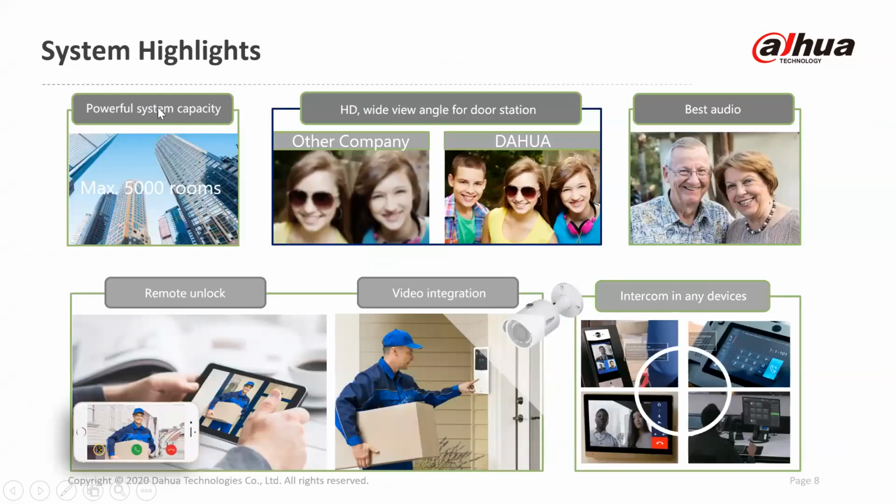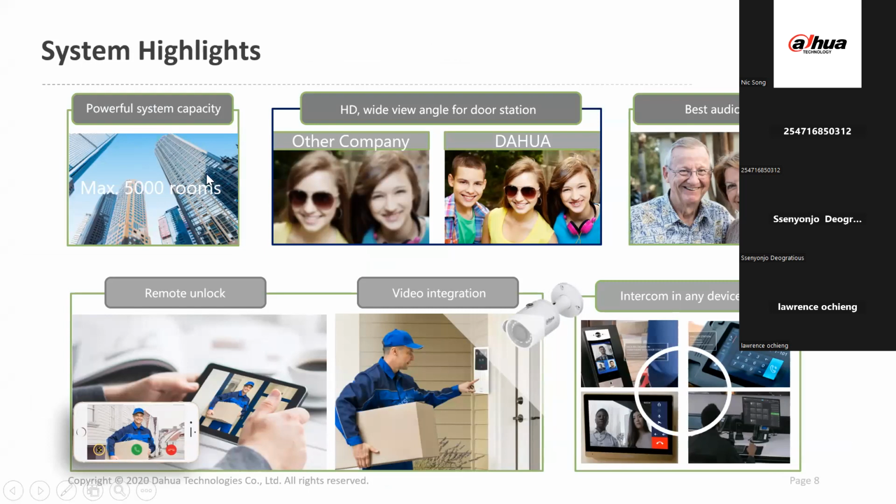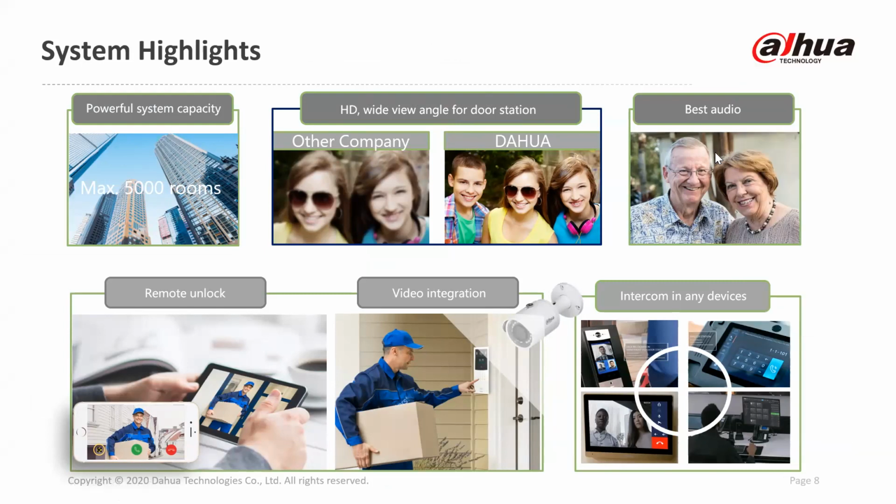Then system highlights: powerful system capacity. What does this mean? It means that the maximum number of rooms can be, let's say, 5,000 rooms, which is a very big number of rooms. Then we have other companies and Dahua. This is HD, the angle of view for the door stations, so you can see how clear it is. Then the audibility, remote unlock, video integration, intercom in any devices.